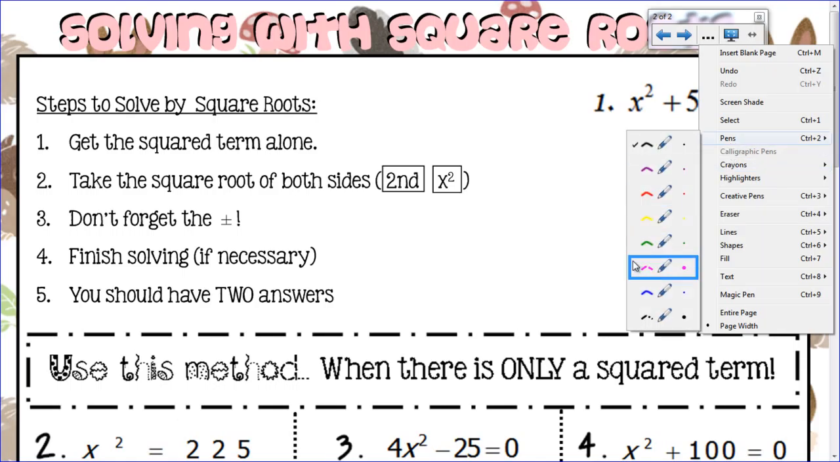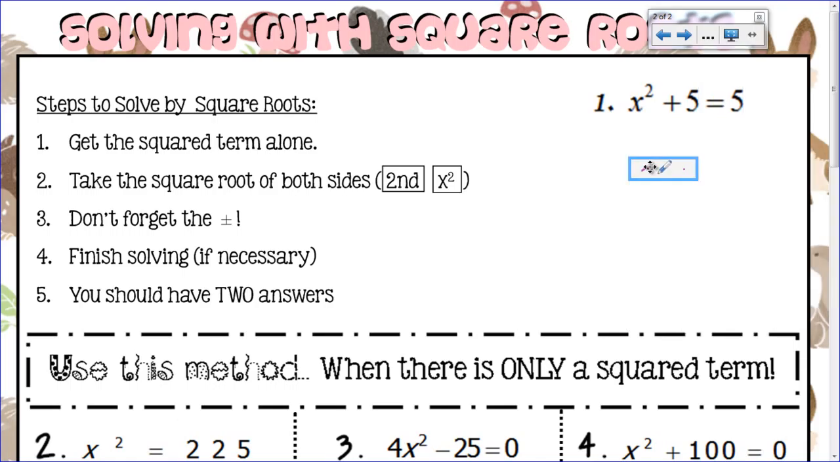There is a disclaimer I need to give you, however. This is definitely easier than solving by factoring. However, this method only works whenever there is only a squared term. So you would just have an x squared and a number. If you have an x squared and then an x term and then a number, this method doesn't work. If you've got that middle term in your polynomial with an x on it, this won't work. But if you just have an x squared and a number, solving with square roots is the way to go.